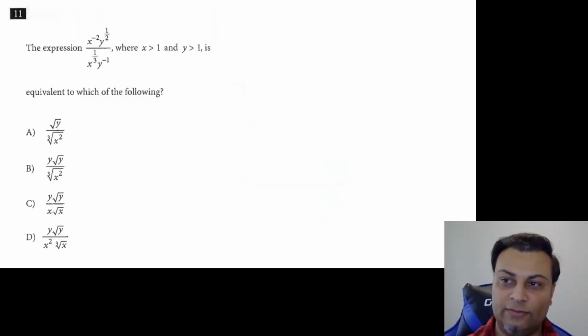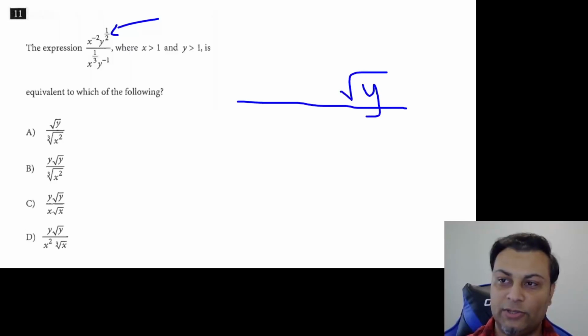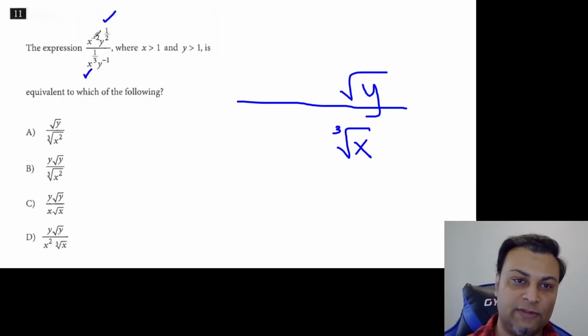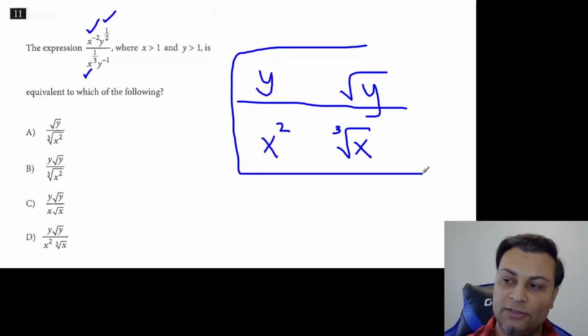So let's look at what we have. There's a y to the half right there. So that will be square root y. And we took care of that already. There's the x to the 1/3. That's going to be cube root x in the denominator. We took care of that also. Now we have these negative exponents. Whenever you see a negative exponent, you can move it to the other side and change the sign. So x to the negative 2 will show up on the bottom as x to the positive 2. That's done. And y to the negative 1 will show up on the top as y to the positive 1. The 1 is invisible. And so this is the answer. And this matches option D. So the answer is D.